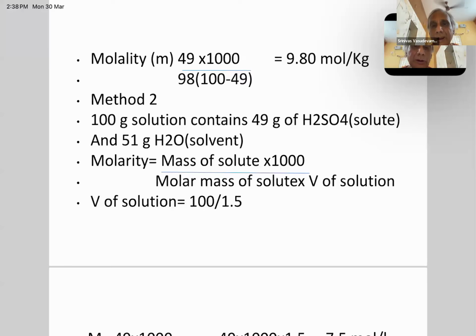100 gram solution contains 49 grams sulfuric acid and 51 grams water. That is the meaning of 49% by mass of sulfuric acid. So molarity is mass of solute by molecular mass of solute into 1000 by volume of solution. That is the volume occupied by 100 gram solution, so 100 by 1.5, since density is 1.5. That gives the volume of solution.